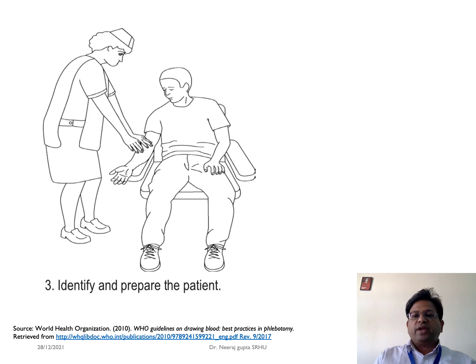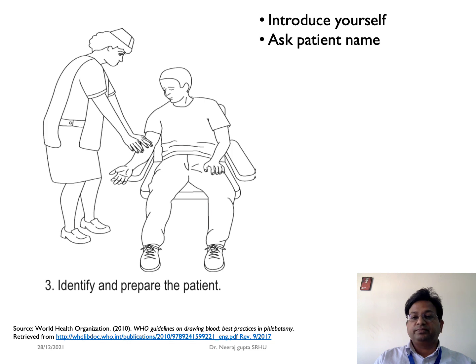Now you have to identify and prepare the patient. If the patient is an adult and conscious, follow the following steps. Introduce yourself to the patient and ask the patient to state their full name. Check that the laboratory form matches the patient's identity. That is, match the patient details with the laboratory form to ensure accurate identification.